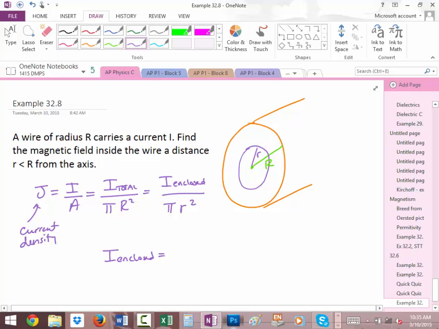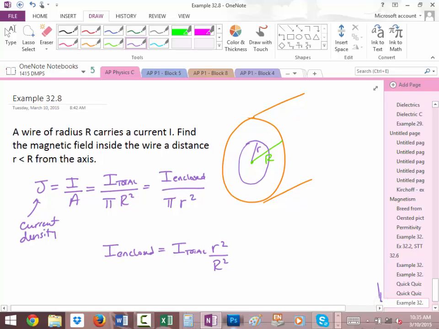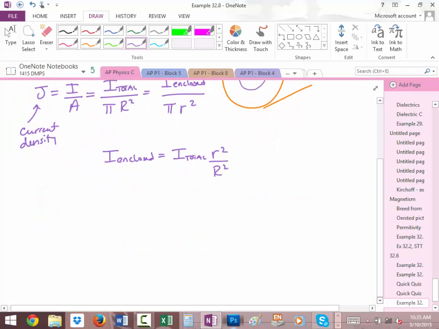Okay. So then we can say that the enclosed current, I think in your book they say I through, but I like enclosed better. It makes more sense to me. Okay, is going to be equal to the total current times little r squared over big R squared, because the pi's are going to go away. And if we do that, then hey, we can use Ampere's law and we can find this out pretty darn fast. Hey, let's do a line integral, shall we? Why not? B dot ds is equal to mu naught times the enclosed current. Right?